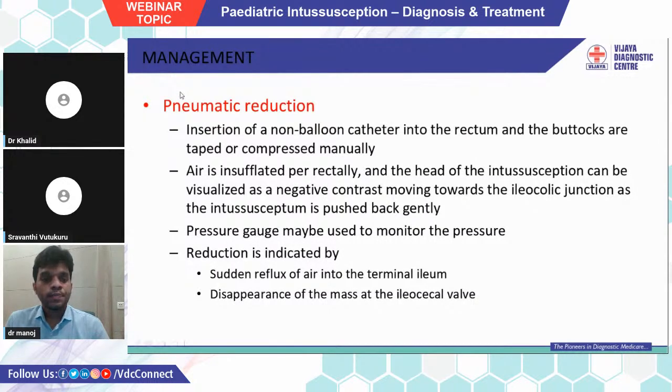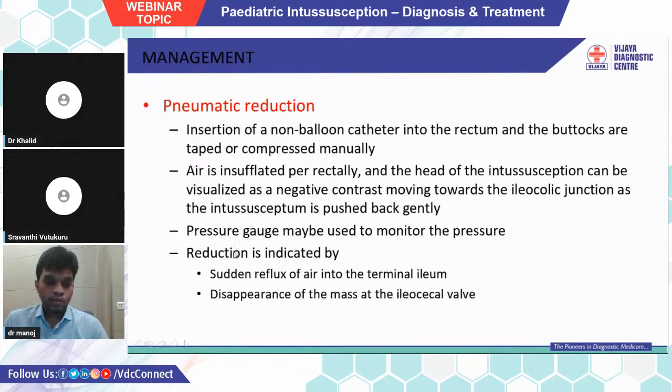Coming to pneumatic reduction, the procedure for it is, first we insert a non-balloon catheter or an infant feeding tube into the rectum, and the buttocks are compressed manually or taped together. And then air is insufflated per rectally, and the head of the intussusception is visualized as it moves proximally towards the IC junction. A pressure gauge may be used to monitor the pressure.